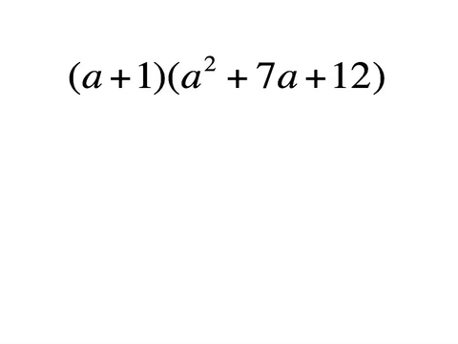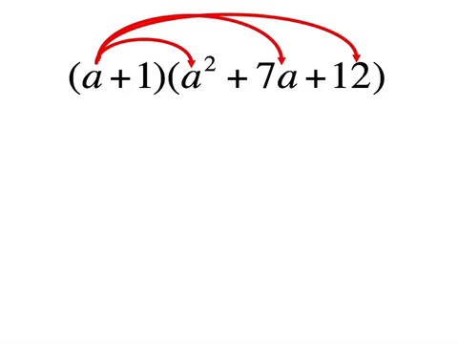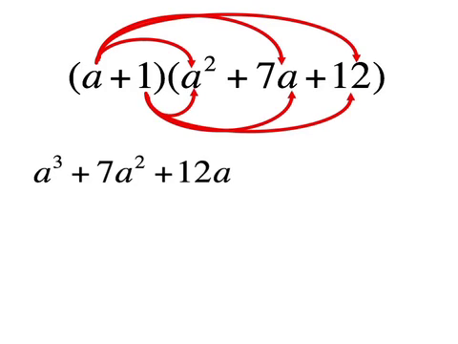Here's a binomial times a trinomial. So we start with the first term of the binomial, and we multiply it times each term of the trinomial. So there's three products here, and we write them down as shown. Then we take the second term of the binomial, the 1, and multiply it times each term of the trinomial. Not so difficult because 1 times anything is itself, but we still perform it and write it down, and we add our two products together.